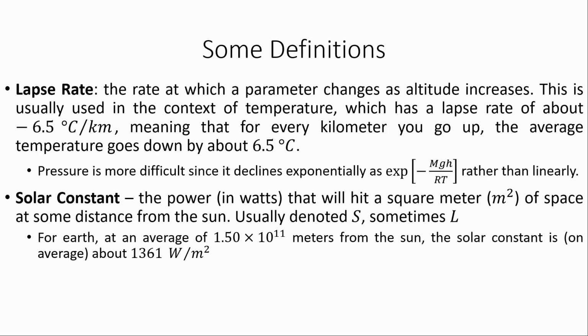And we can see that for Earth, at an average distance of 1.50 times 10 to the 11 meters from the sun, the solar constant is, on average, about 1,361 watts per square meter. And so what I mean by all this, we want to look at this pictorially.